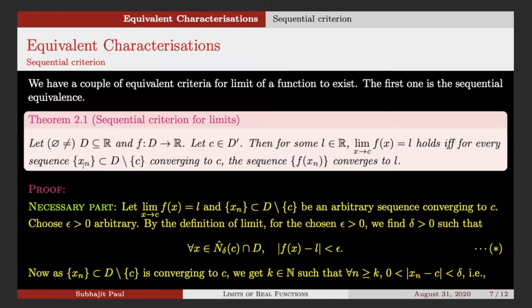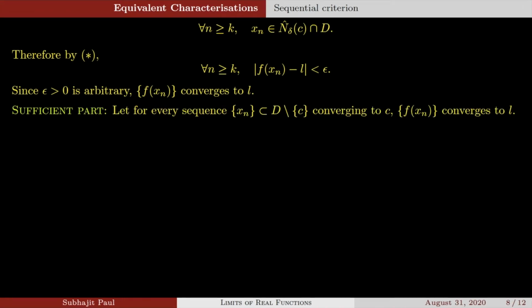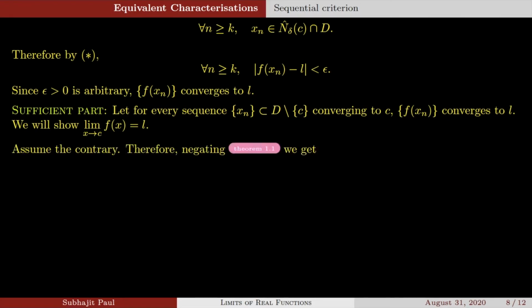This is something to be noted. An example is coming: if for one particular sequence f(xn) converges to some real number, and for another particular sequence f(xn) converges to some other real number, then this limit does not exist. So for every sequence converging to C, the corresponding functional sequence converges to the same real number L. This is the sufficient part. Let for every sequence converging to C, f(xn) converge to L. Then we will show that the limit of f(x) as x tends to C is equal to L.